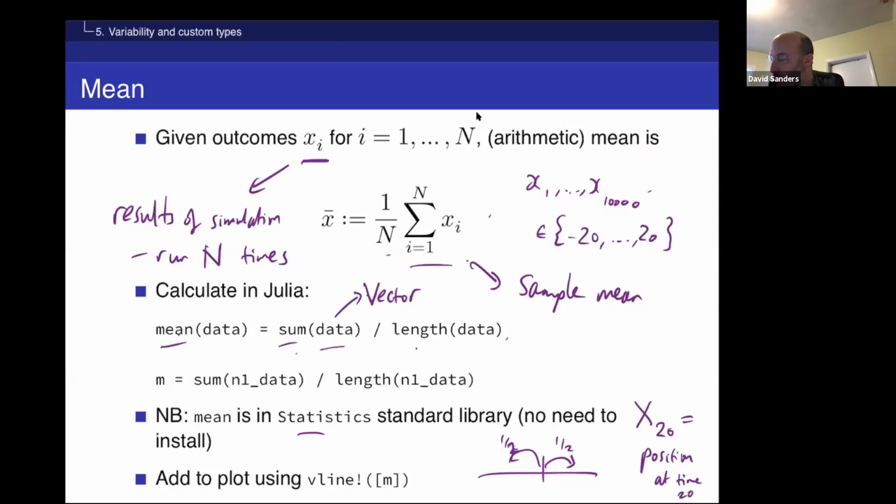And my question is, what is the expected or average or mean value of x20? Where would you expect the random walker to be? Have answers over chat. So yeah, somebody said 0. So we expect it to be 0.